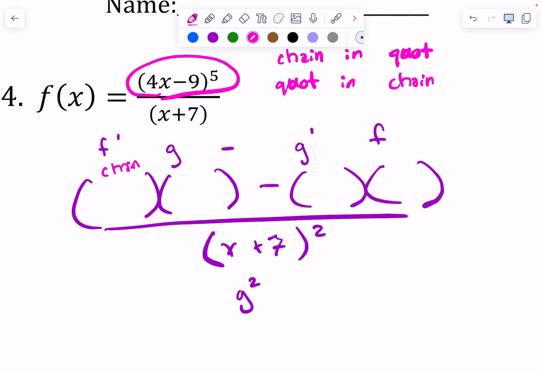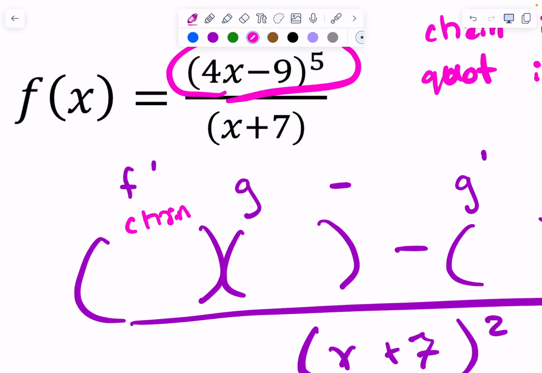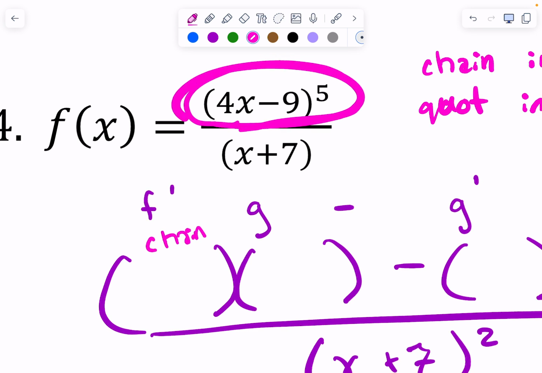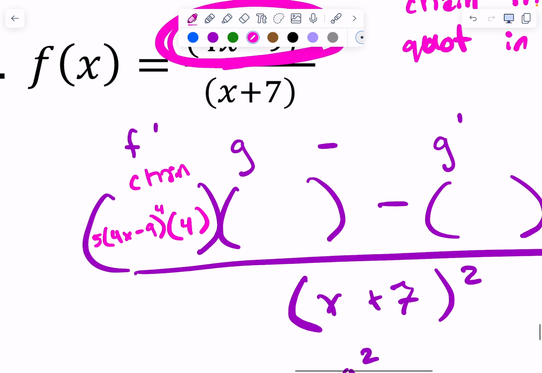Some want to start with the chain and get it out of the way. That's how I do it, so let's do the chain. The 5 comes down in front, 4x minus 9 to the fourth. Don't forget times 4. Okay, g.